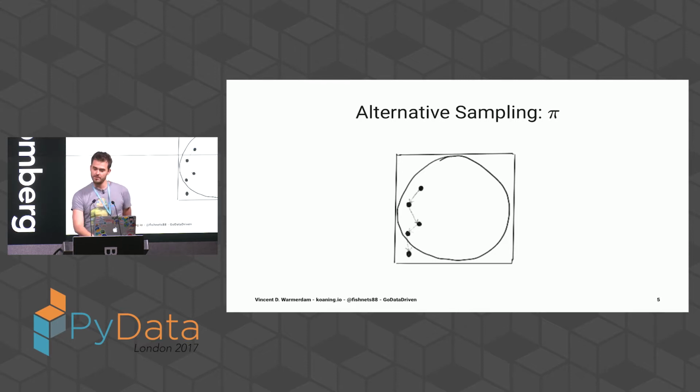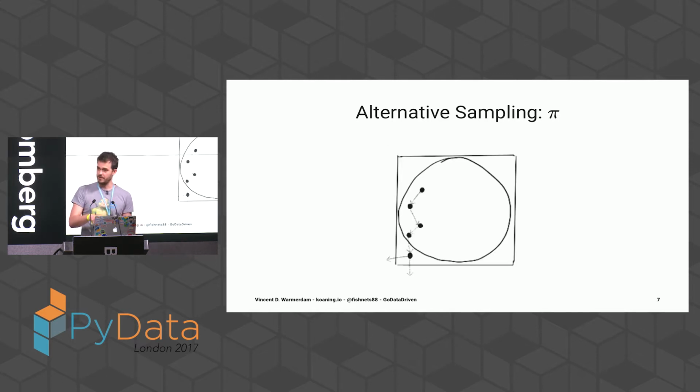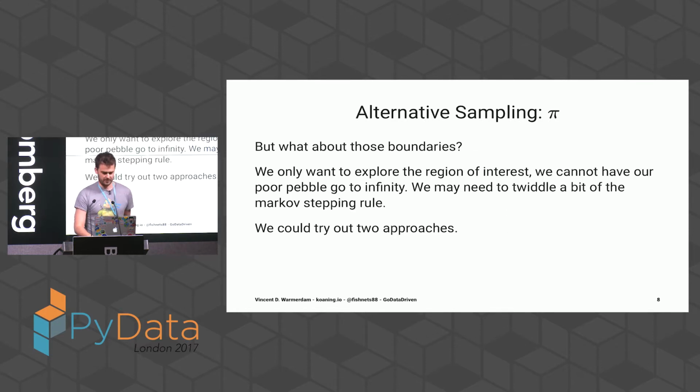Then your thought at the moment might be, hey, that seems logical, but something might go wrong here. Namely, the frog is going to eventually jump outside of the square. So we need to do something about that. There are these boundaries, and we only want to explore regions that we are interested in, and we cannot have our poor pebble go to infinity. We may need to twiddle a bit and think about the Markov stepping rule if we really want to estimate pi well. We have a direct sampling approach, but we need to find a way to get this indirect sampling approach to work.